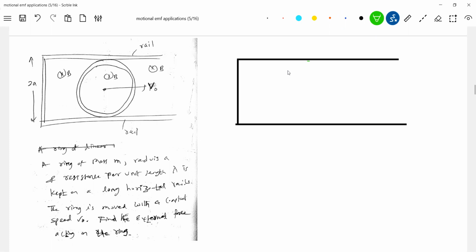Let me take this ring. I'm going to move this ring here. So the ring here will have points 1, 2, 3, and 4, and I'm moving with a constant speed V0. Let the radius of the ring be A. B bar is everywhere into the plane and it's uniform. What should be the external force?